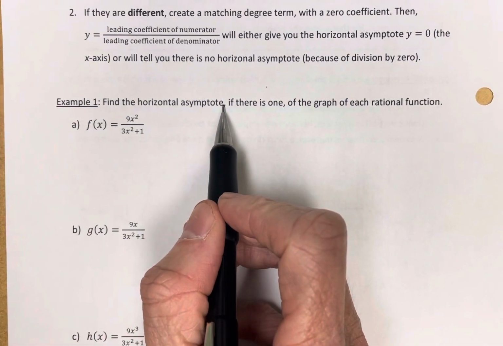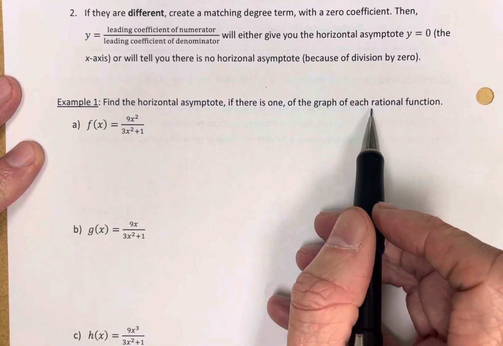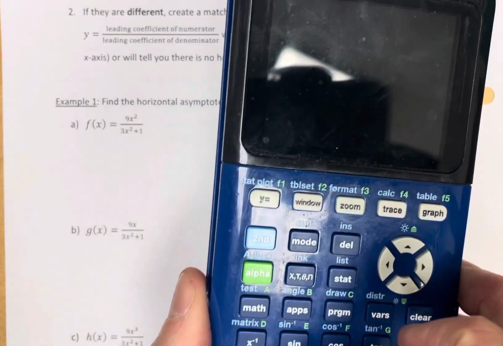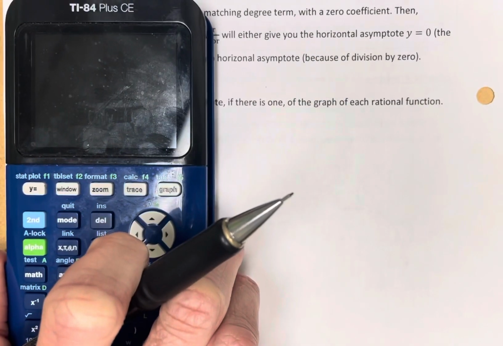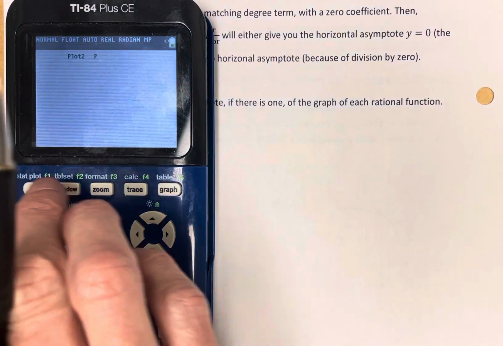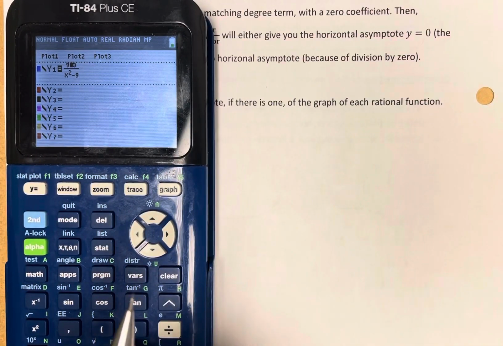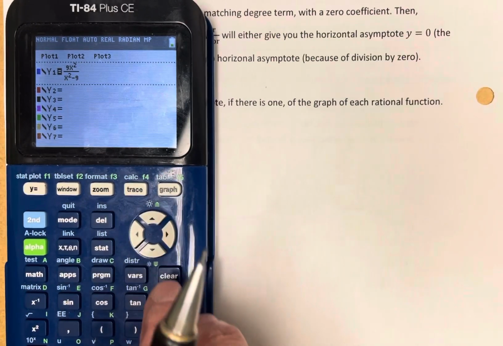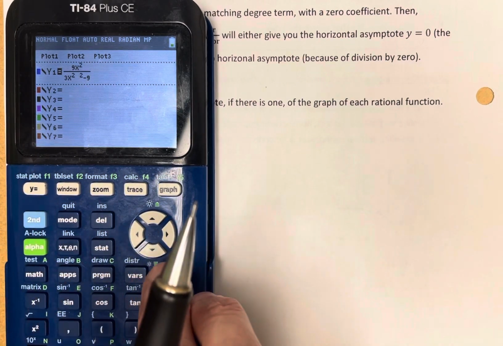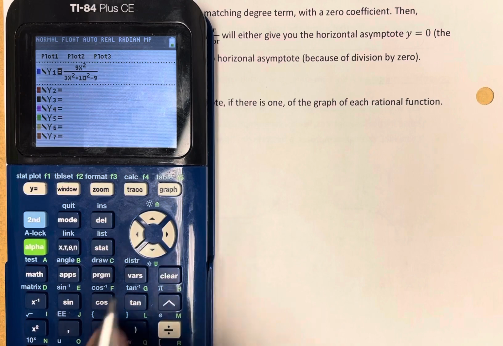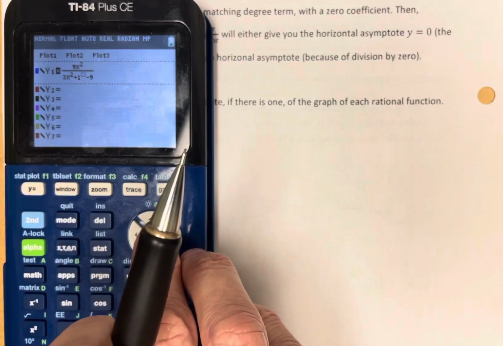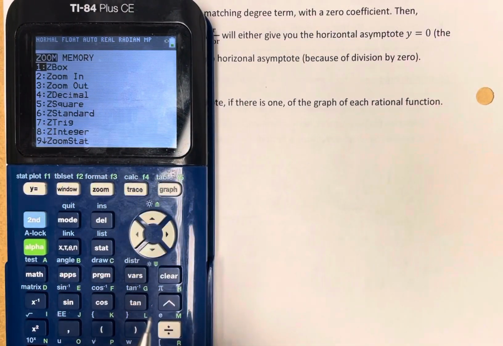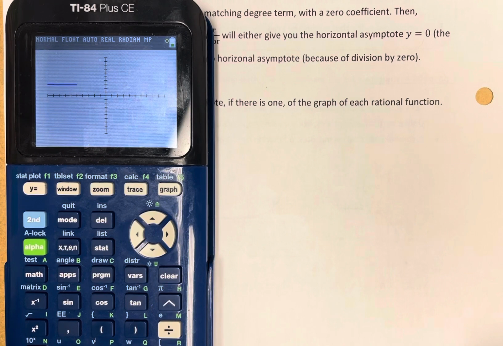Find the horizontal asymptote, if there is one, of the graph of each rational function. Let's graph it and see. So 9x squared over 3x squared plus 1. Let's first graph it out of curiosity. Y equals, the numerator was 9x squared, and the denominator was 3x squared plus 1. I got to do some deleting to get these pieces out of there, and I will zoom to 6. And here comes my rational function's graph.